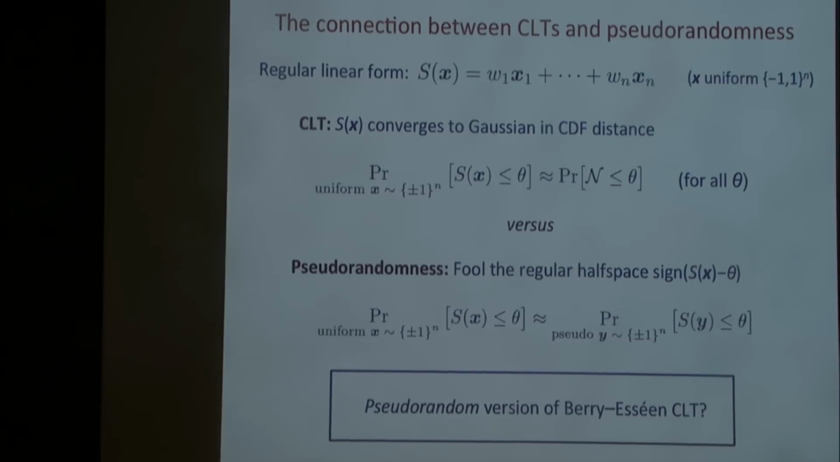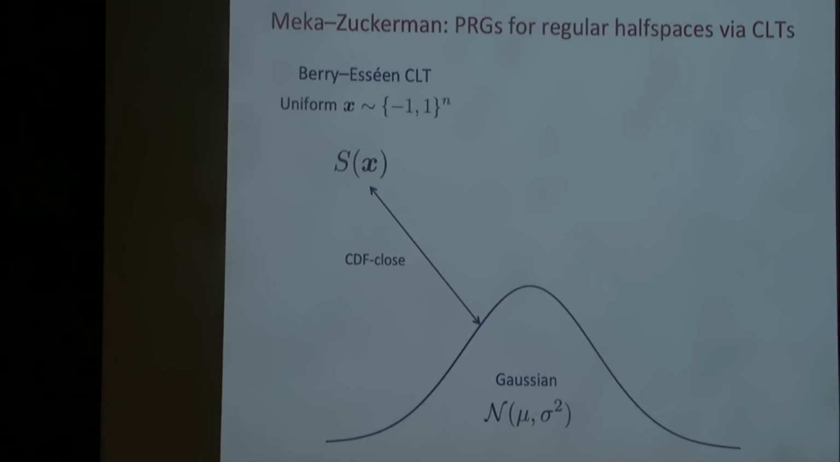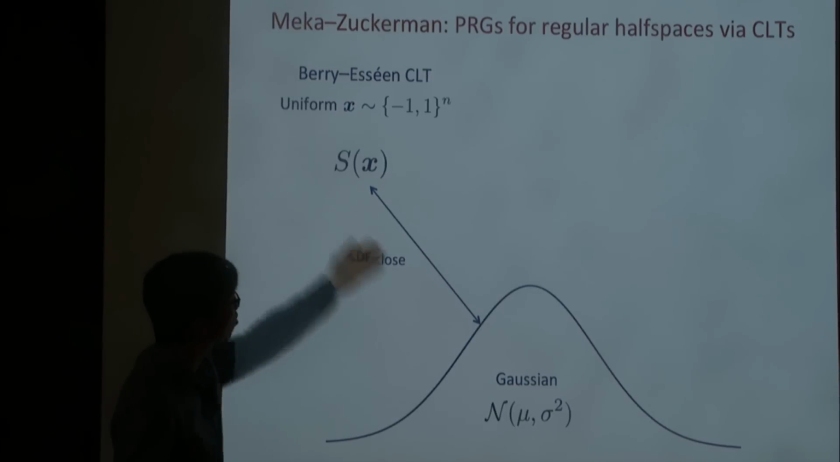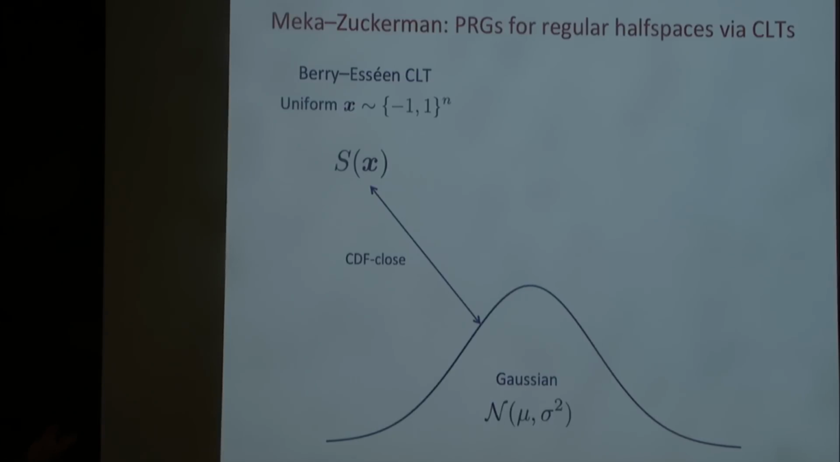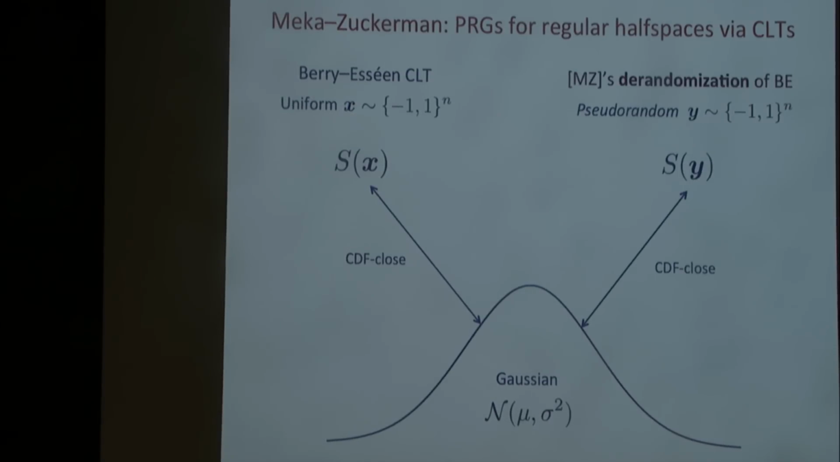And that's exactly the proof strategy that Meka and Zuckerman employed. Hopefully a picture makes it clear. So here's what Meka-Zuckerman did. They observed that the Berry-Esseen central limit theorem says S of x, where again x is a regular uniform, looks like a Gaussian in CDF distance. They de-randomized the Berry-Esseen theorem.